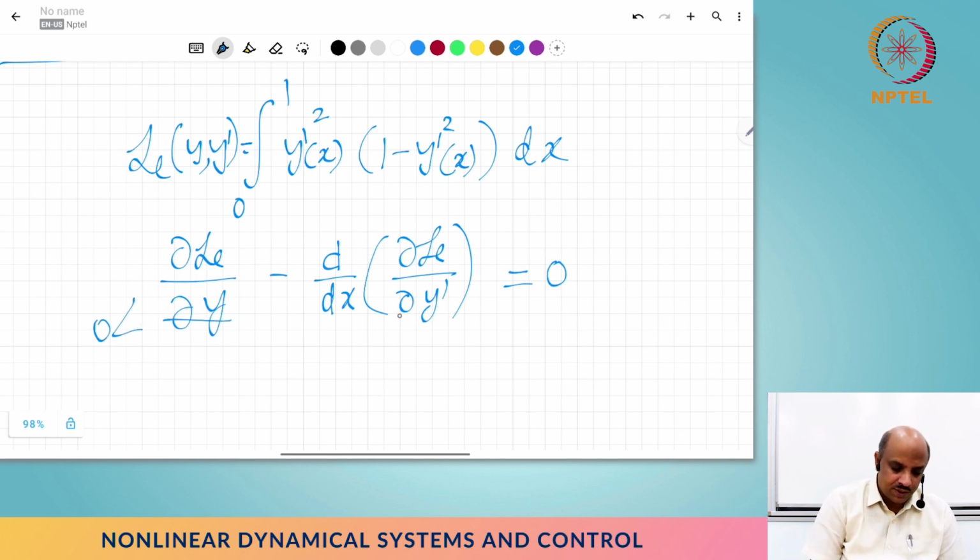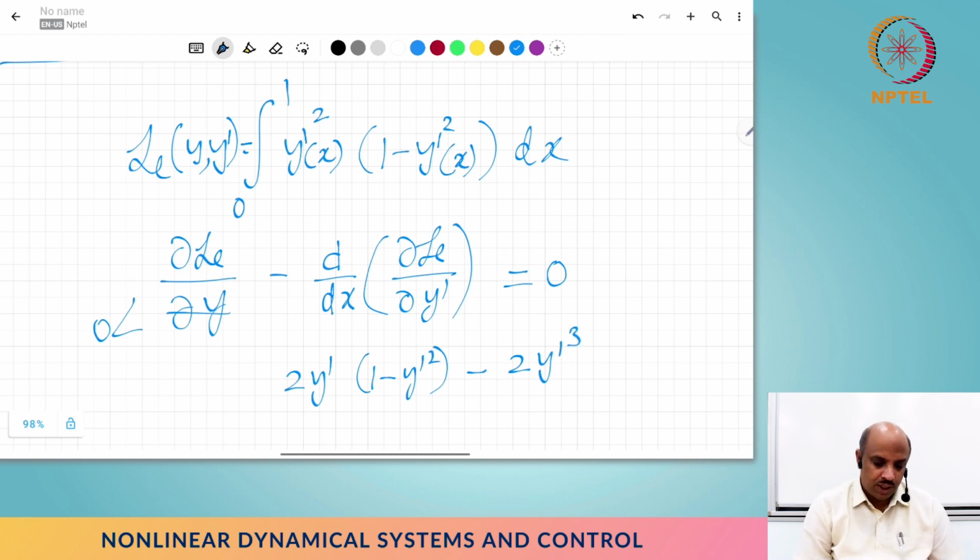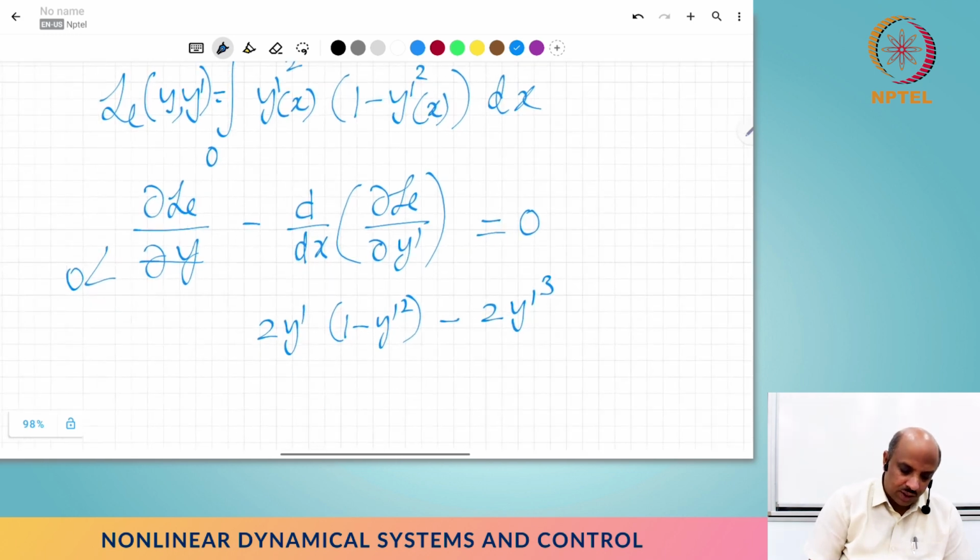So in that sense, this has to be a constant function with respect to x. The partial of L with respect to y prime itself is going to be a function of y prime, and that function is going to be 2y prime times 1 minus y prime square, minus 2y prime cube. And this is going to be a constant function, basically.